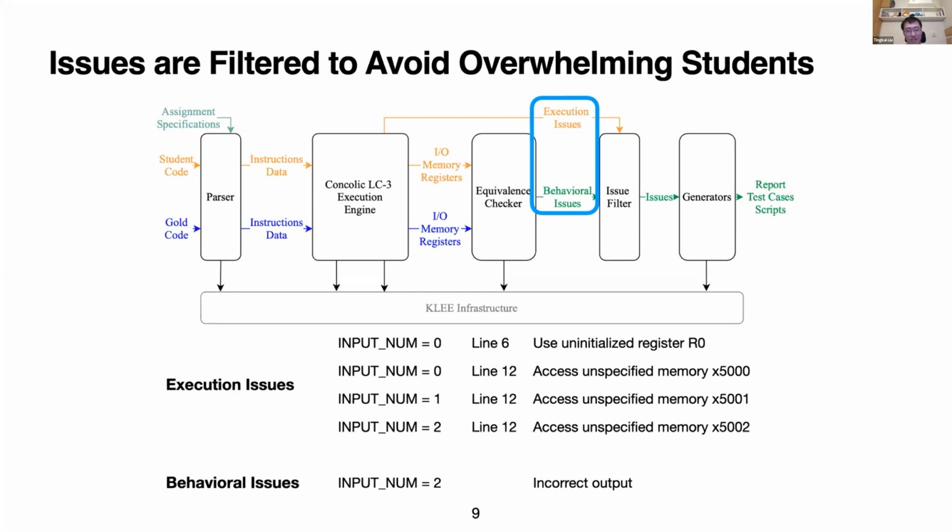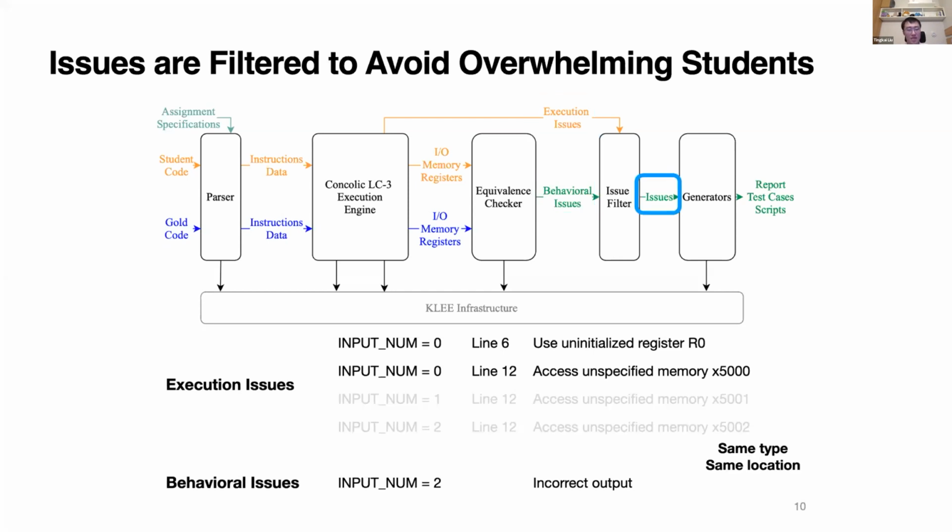However, in real cases, the same execution issues may be triggered hundreds of times, since each state in the symbolic execution may trigger the issues. As a result, we decided to filter the issues by keeping one of the same type of issues at the same location, since they are likely to be caused by the same problem. However, this is still not enough. Our users are students who are not familiar with programming. We need more human-readable reports for them.